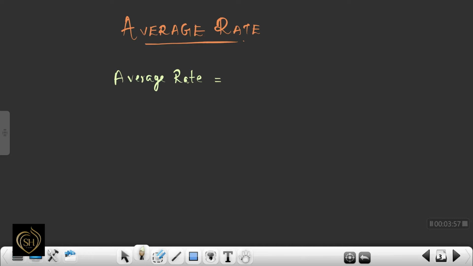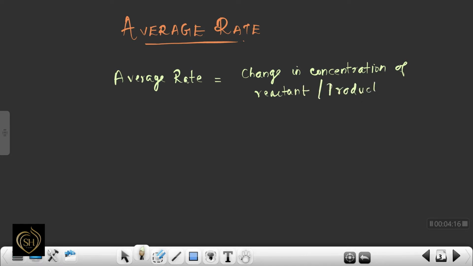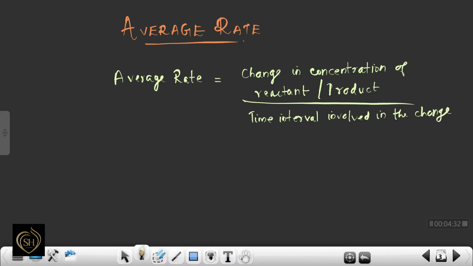So the equation for average rate is equal to the change in concentration of reactant or product divided by the time interval involved in the change. This is the equation for the average rate of a reaction.